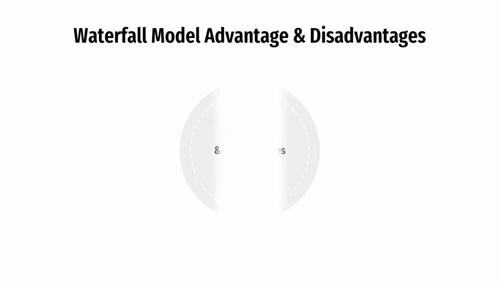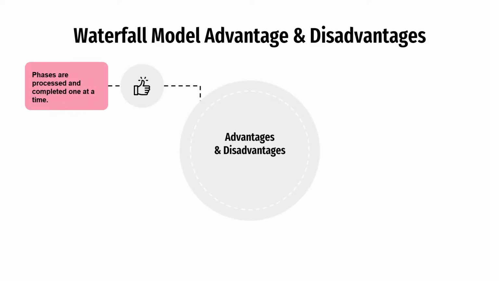Then there comes the last topic. We're going to talk about the advantages and disadvantages. This is the phase where all the CTOs and project owners come to a conclusion about which model they are going to choose for a particular project, right? Phases are processed and completed one after the other. Once my design is done, only after that will I perform my coding. Once coding is done, only after that will I do my testing. So phases will not be executed in parallel. They are executed one after the other, right?